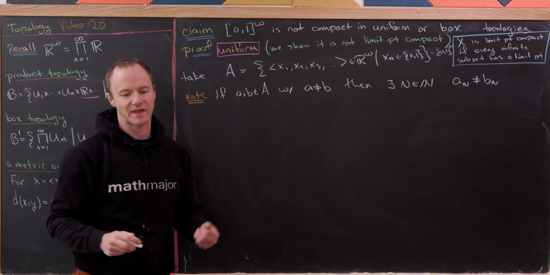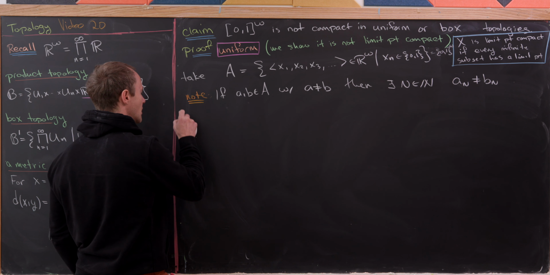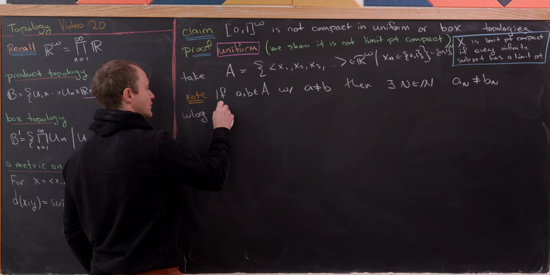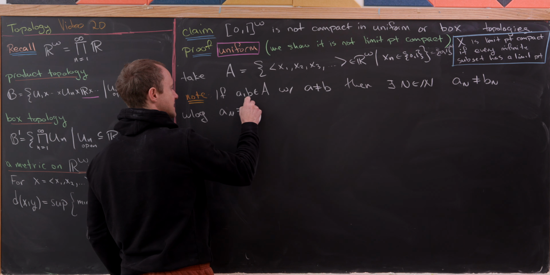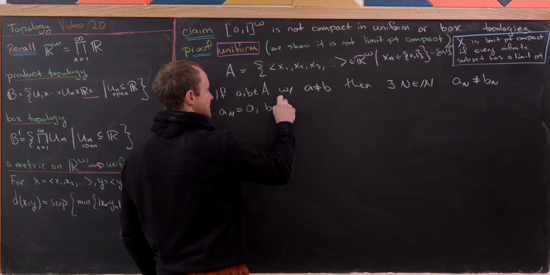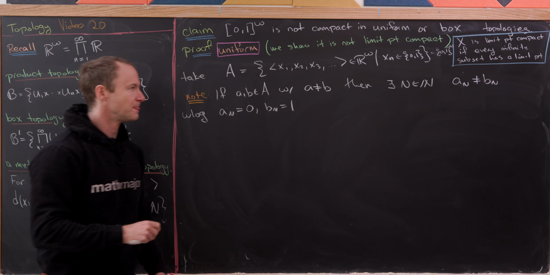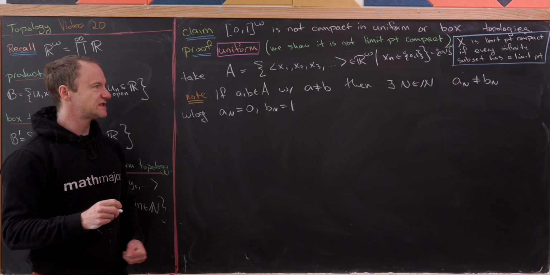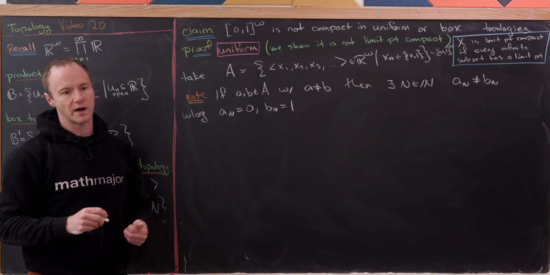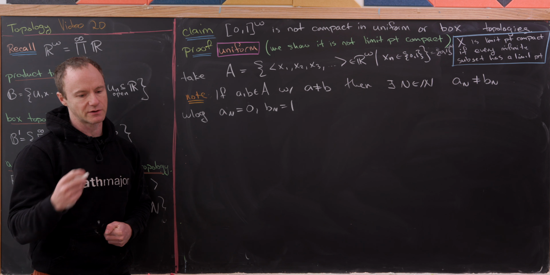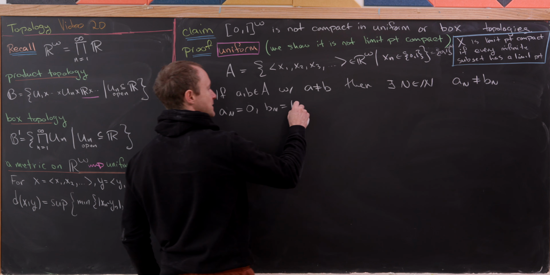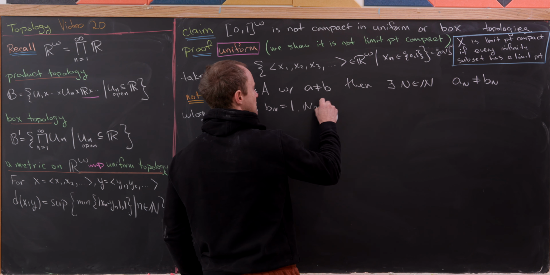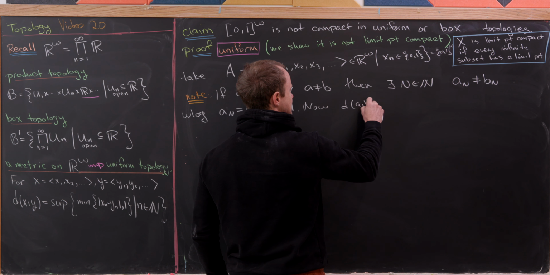So there's a place where they differ. Now, without loss of generality, we might as well say that a_n is 0 and b_n is 1, because the only two choices for that coordinate are 0 and 1. So if they're not equal, one has to be 0 and the other has to be 1. And now let's look at the distance from A to B.